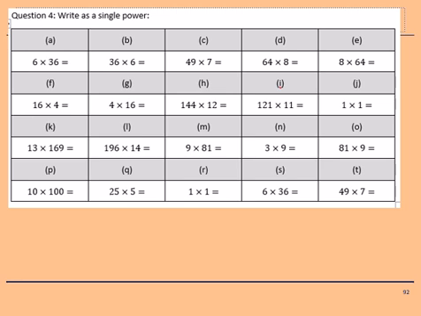And lastly, we have question 4. Question 4 is the most challenging one we've seen yet. It wants you to write each as a single power. So I'll explain you through question 4A, 6 times 36. Now remember that 36 is 6 squared, or 6 times 6. So we can rewrite this whole question as 6 times 6 times 6, which would be 6 to the power of 3.